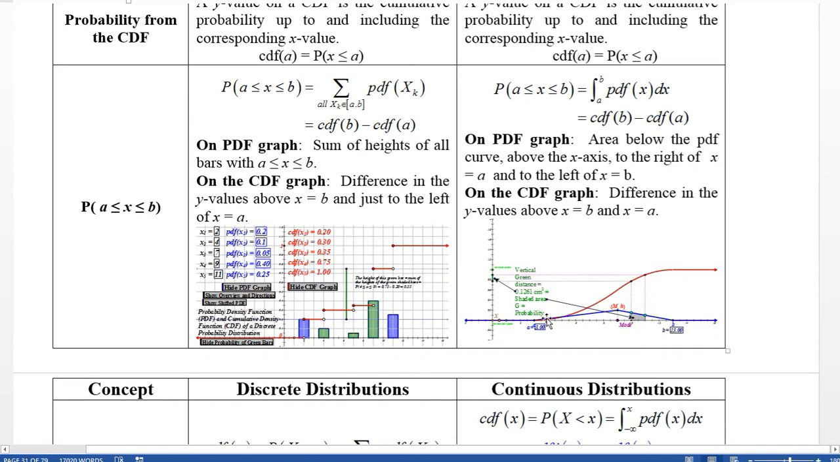And that's the CDF. So the antiderivative of that would be, well, the antiderivative of the 0 function is a constant function. So the constant function is 0 here.